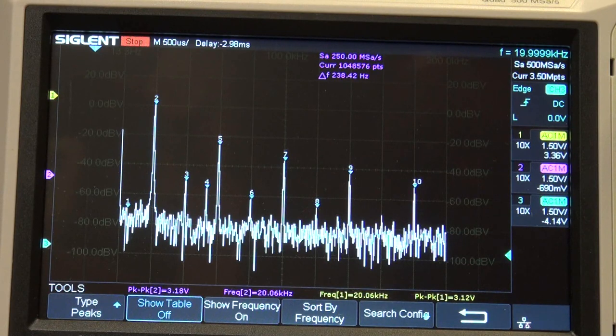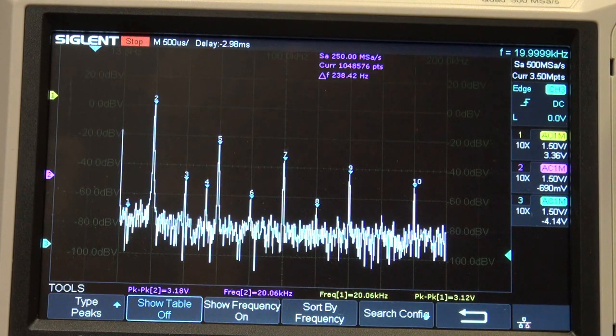Very much out of the human hearing range, but in addition, we will be using a low-pass filter set at about 16 kilohertz to filter out anything above that point anyways. So this VM bridge oscillator, as old as it is, I think will serve us very well.